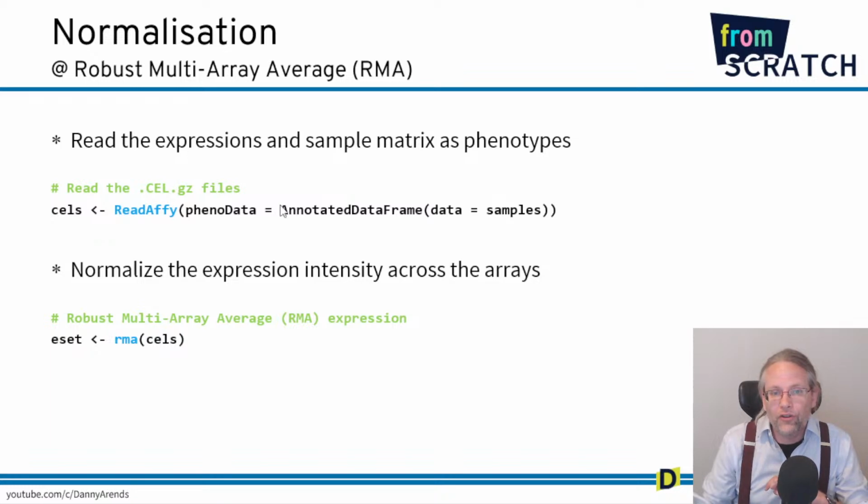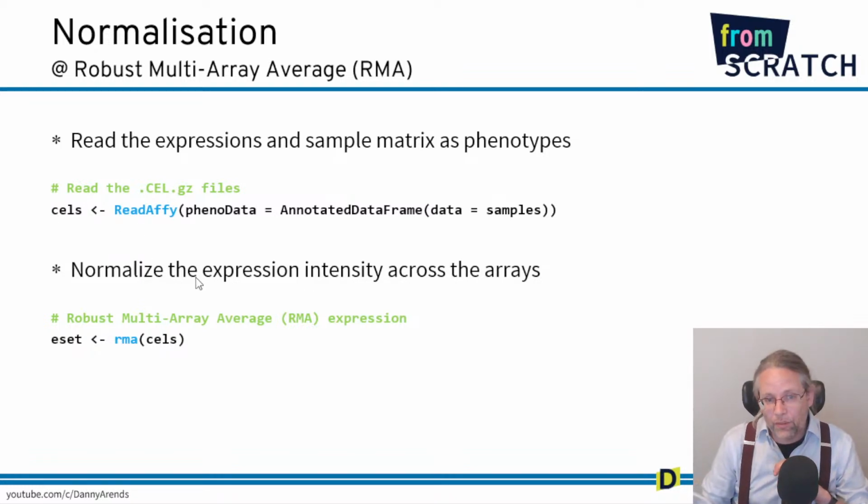So we need to create something which is called an annotated data frame, and we can use just the samples data frame that we just created. That's why I made it into a data frame, so that this conversion automatically works. So it's just a single command saying read all of the Affymetrix files in the current folder, and the annotation for it is the samples matrix that we just created. And then I'm going to store this in a new variable called cells.